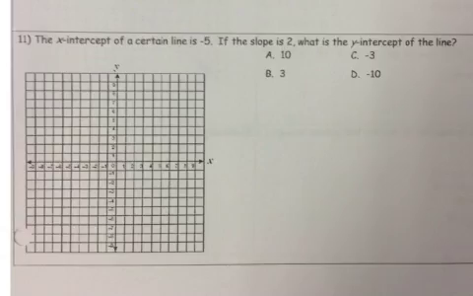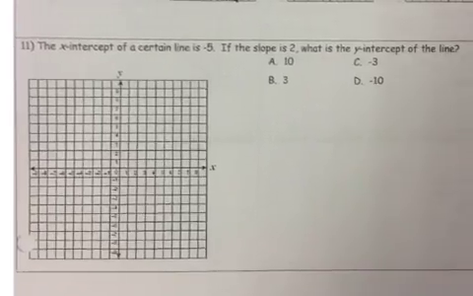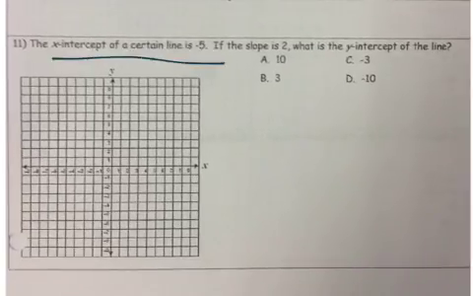All right, here's number 11. The x-intercept of a certain line is negative 5. The x-intercept is negative 5. So that's on the x-axis at negative 5. 1, 2, 3, 4, 5, right here.